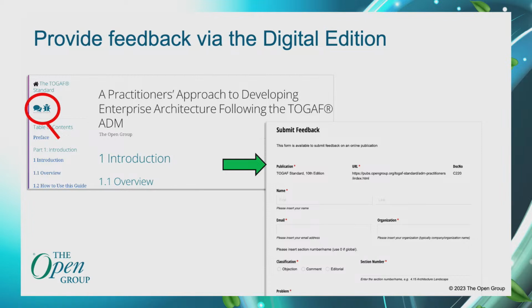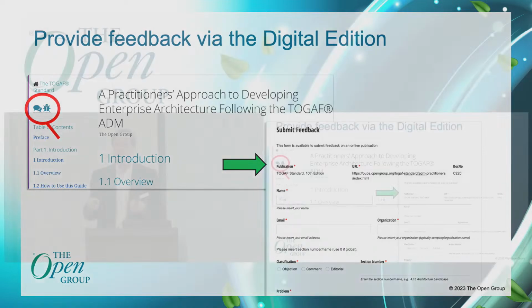It pre-fills some of the information of the form, basically telling us where you are in the document, and you can give us your comments. That goes back and gets filed into a GitLab tracker, so it's an issue which is then raised with the architecture forum, with the standard developers. And it's been quite good.